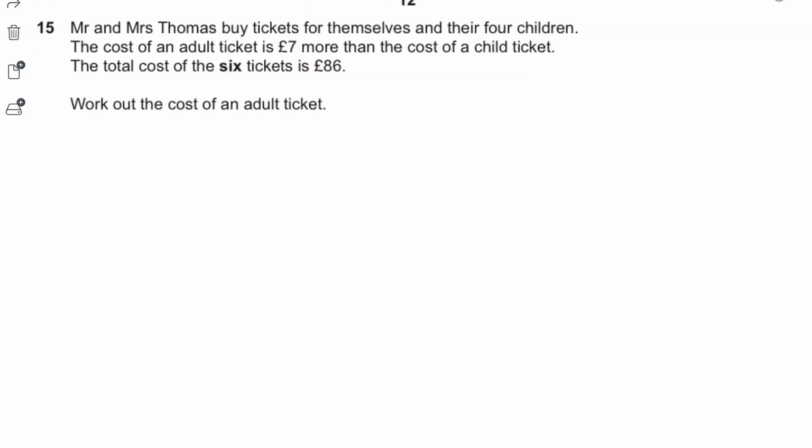Mr. and Mrs. Thomas buy tickets for themselves and their 4 children. The cost of an adult ticket is £7 more than the cost of a child ticket. The total cost of the 6 tickets is 86. Work out the cost of an adult ticket. So C plus 7, the child ticket plus 7, equals an adult ticket.